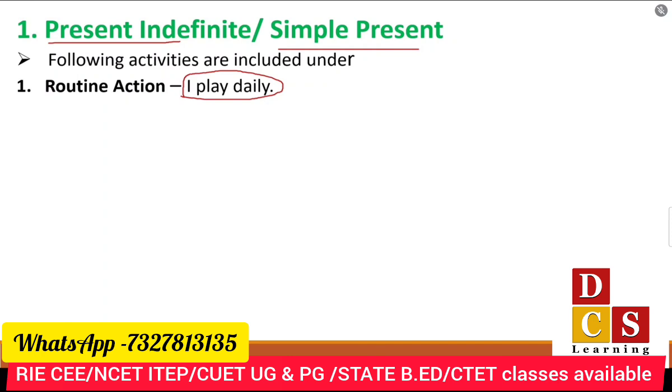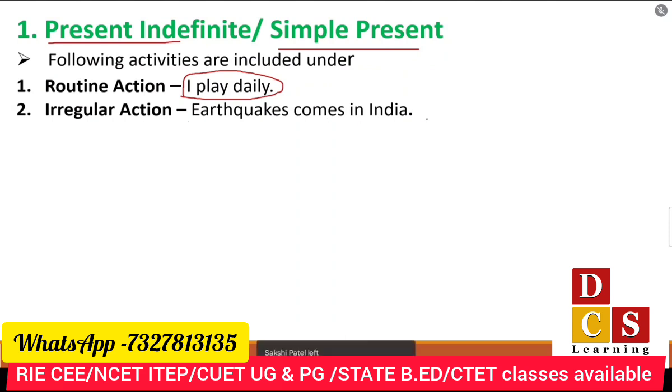Got it? Then we have irregular action, some action which is not regular, sometimes it is happening. So for example, earthquakes come in India. So this is an irregular action. These actions also we write in simple present tense.